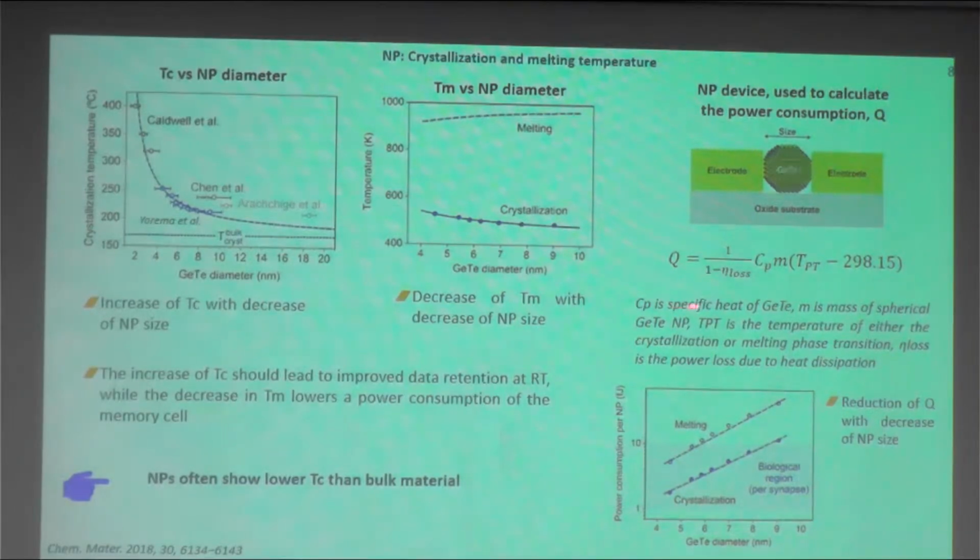And they use this equation to calculate the power consumption. Here, Cp is the specific heat of germanium telluride, and this is the mass of spherical germanium telluride. The TPT is the crystallization or melting temperature, and here nu loss is the power loss due to heat dissipation. And what they found is that there is a reduction of crystallization temperature and melting temperature, so on melting or on crystallization, a reduction of power consumption. So they can potentially be used for low power phase change devices.